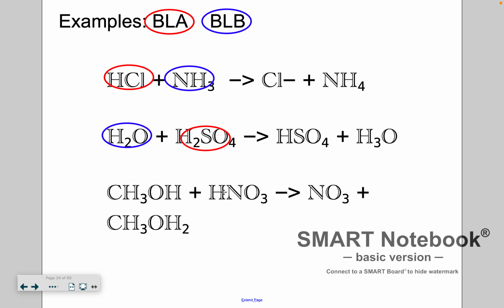So the thing that loses the proton, well, it actually donated it. So this is my acid, and this is my base, because this accepted it. And you can see that this one is not balanced. Oh no, well, yes it is. Never mind. Silly me. So there we go.